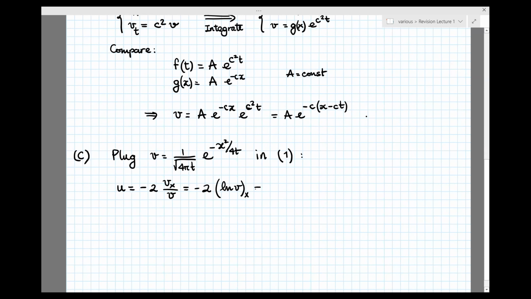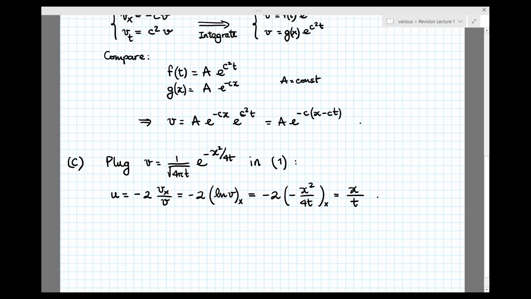So when we take the logarithm of v, there are two terms. One is a logarithm of 1 over square root of 4 pi t, which is x independent. And the second term is the logarithm of the exponential where x appears. So we get minus 2 times minus x squared over 4t differentiated with respect to x. So when we differentiate x squared with respect to x, we get 2x. So all in all, we get x over t.